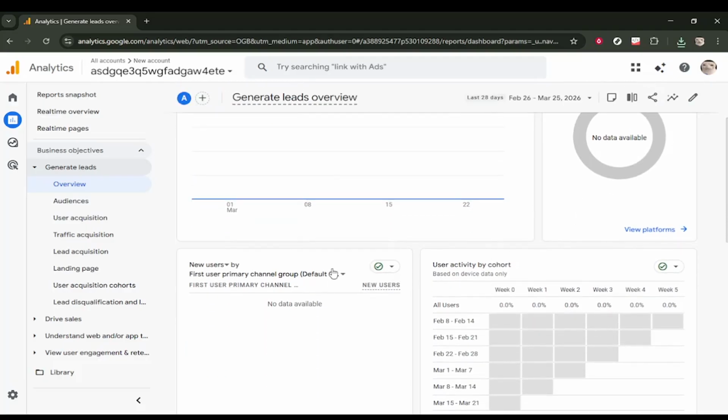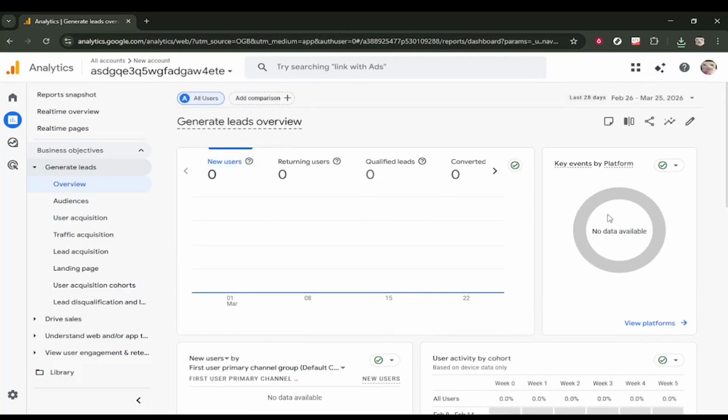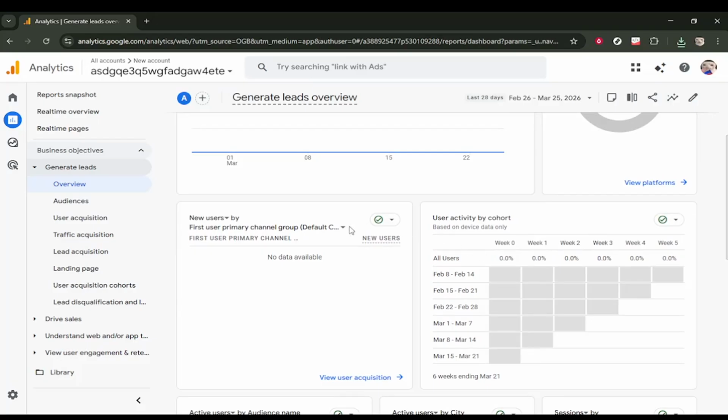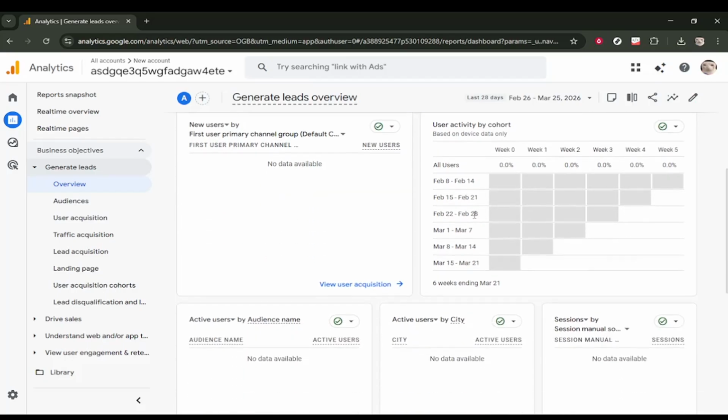Finally, click on User Activity by Cohort. This view helps you understand engagement over time for groups of users who share the same starting point, such as the date they first visited. Cohort analysis is useful because it shows whether users keep coming back and staying active after their first session.